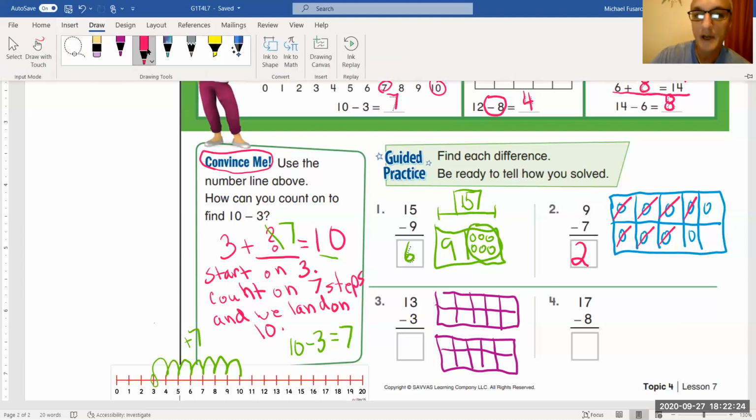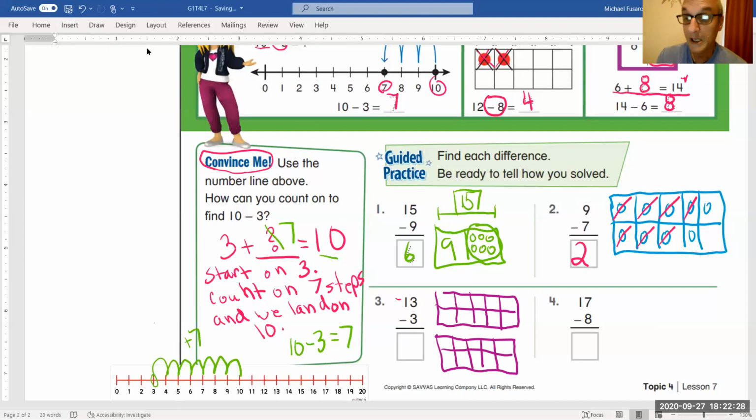So let's take my red, and we're going to draw our first number first. We got to draw that first one, the big number, 13. So 1, 2, 3, 4, 5, 6, 7, 8, 9, 10, 11, 12, 13. So now we're with 13.